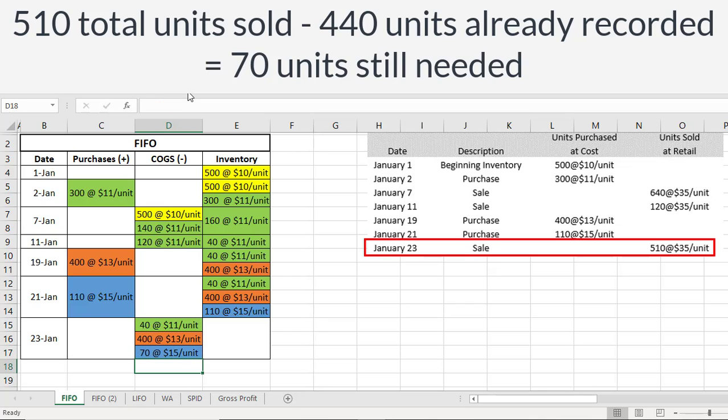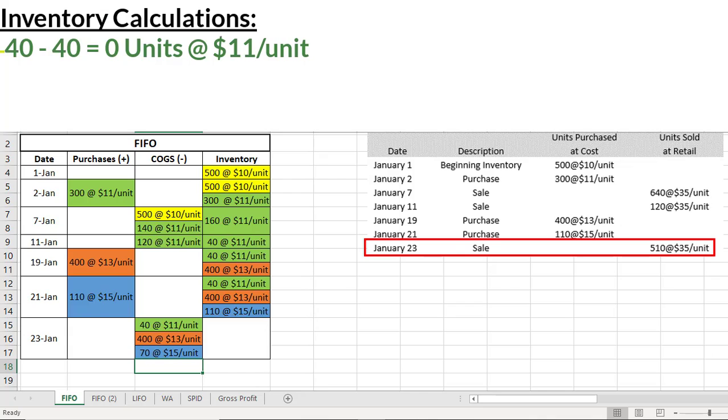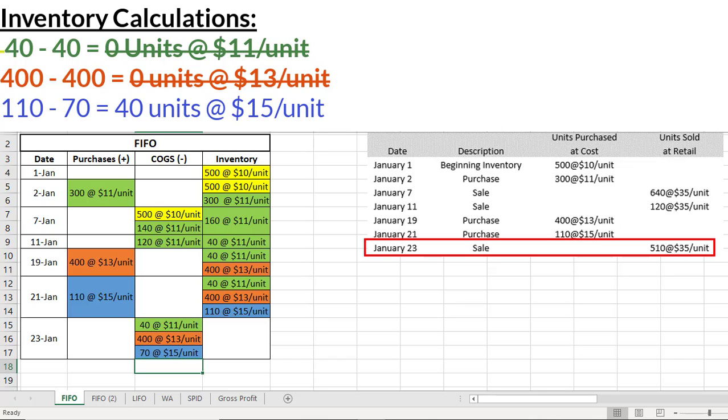Now we need to calculate the January 23rd inventory. Since cost of goods sold is minus, we take our previous inventory and subtract anything we sold, one layer at a time. So that's 40 green units at $11 each, minus the 40 green units we sold, 0 green units remaining, so we don't need to record that one. The same is true for the orange units, 400 minus 400 is 0. As for the blue units, we can take the 110 in our previous inventory and subtract the 70 we sold to get 40 units remaining in ending inventory.